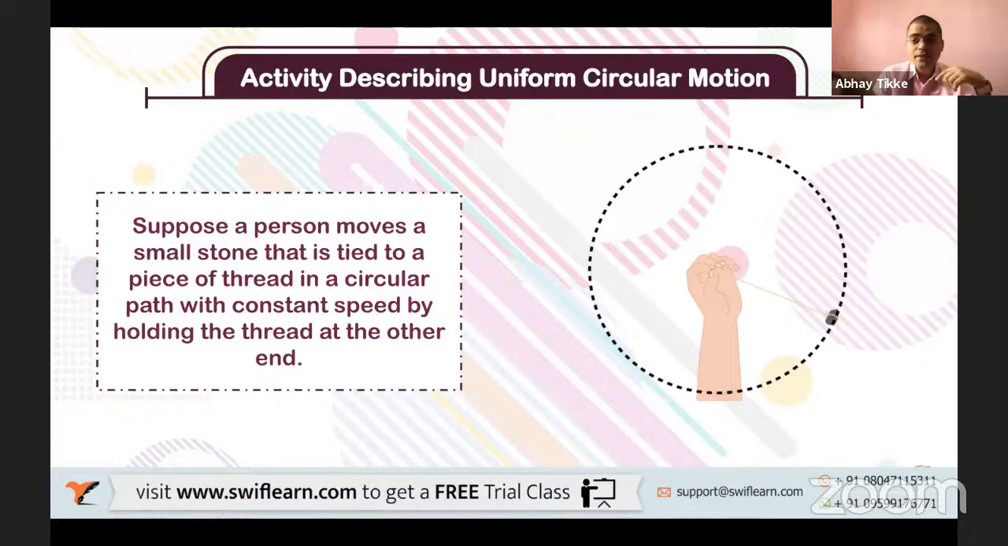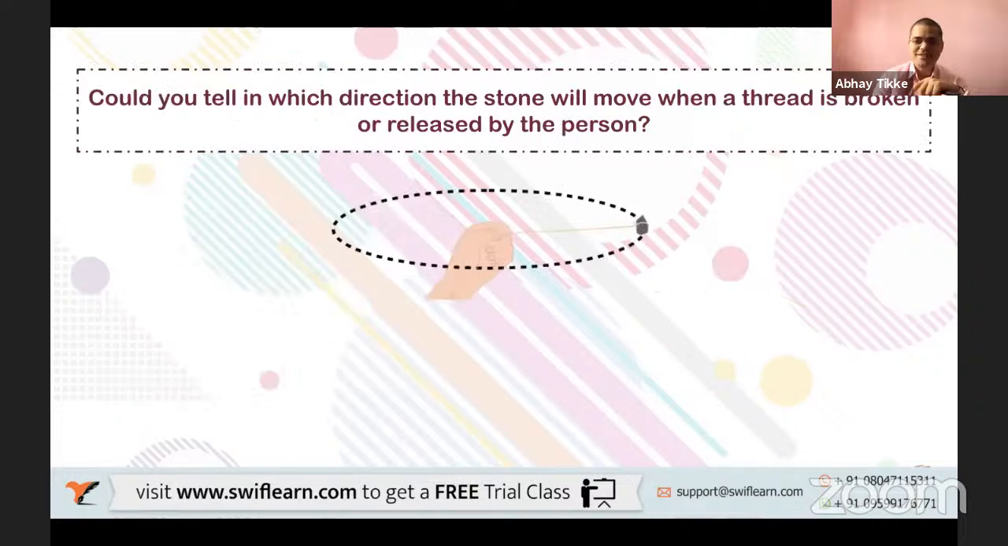The stone acquires a uniform speed. Right? That means the stone is in which motion? Then uniform circular motion. Right? Exactly. So could you tell in which direction the stone will move when a thread is broken or released by a person?